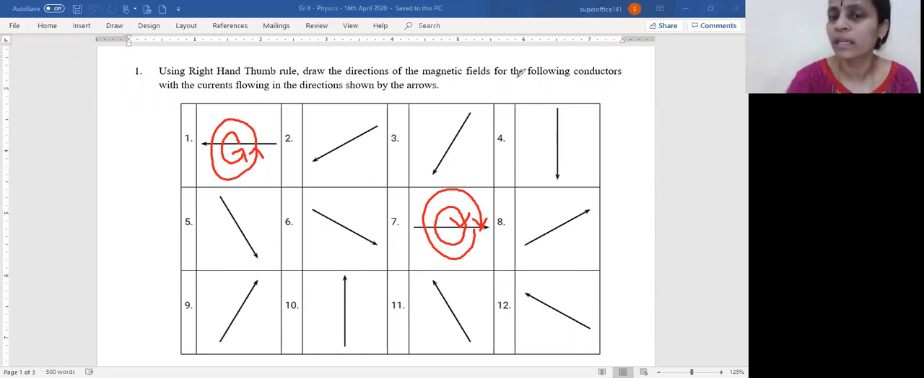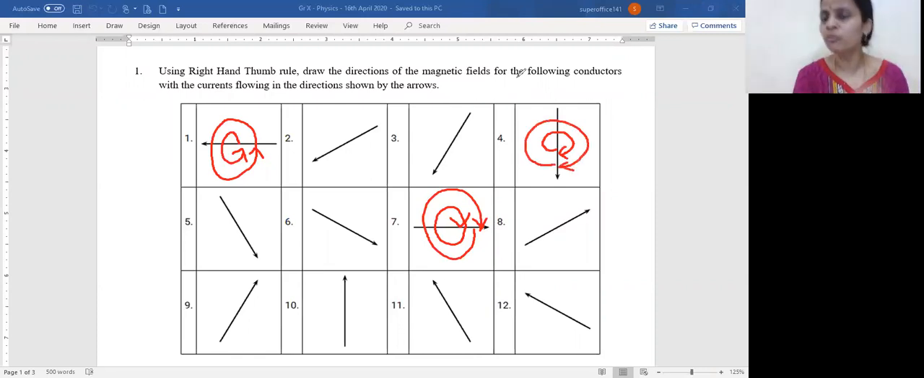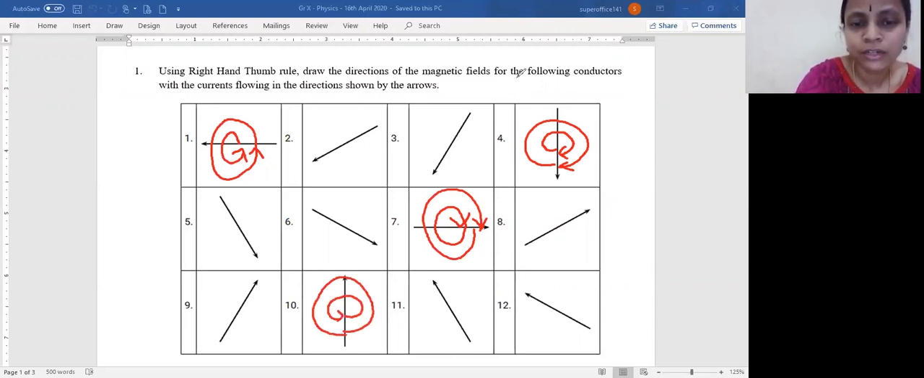Now look at 4 and 10. If you're going to move, it is moving from left to right. So if you're going to move from left to right, and if I'm going to make concentric circles, you are moving in the clockwise direction. Whereas look at number 10, you are moving from right to left. If I'm going to make concentric circles here, so I'm moving from right to left. So I'm moving in the anti-clockwise direction.